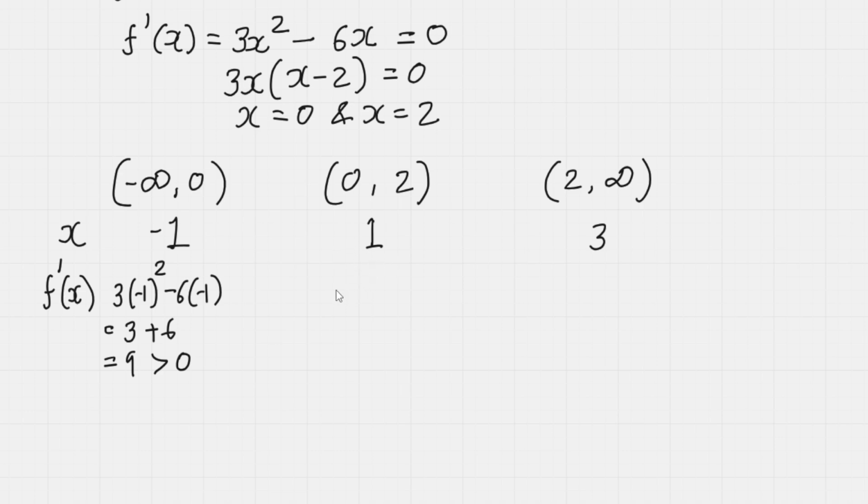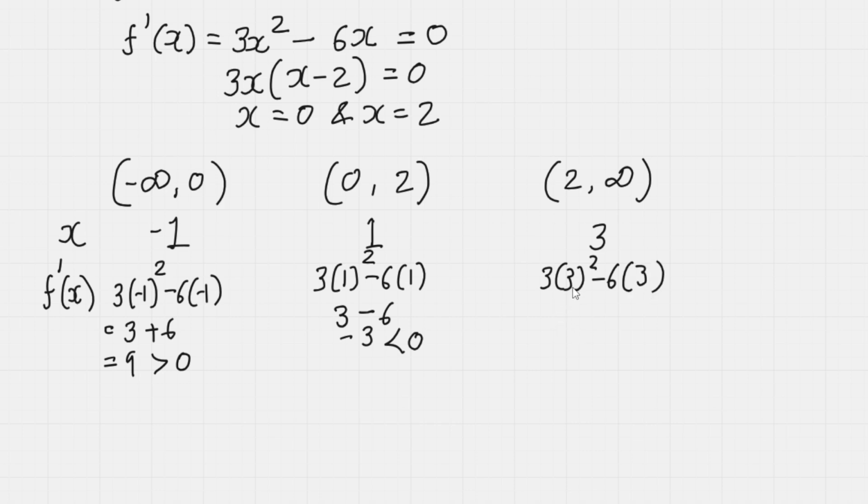Now at x is equal to 1, our f prime of x would be 3 times 1 square minus 6 times positive 1. So this is 3 minus 6, which is minus 3. It is negative. And at x is equal to 3, our f prime of x will be 3 times 3 square minus 6 times 3, which is equal to 3 square is 9, and 9 times 3 would be 27, minus 18. So this will be 9, which is positive.